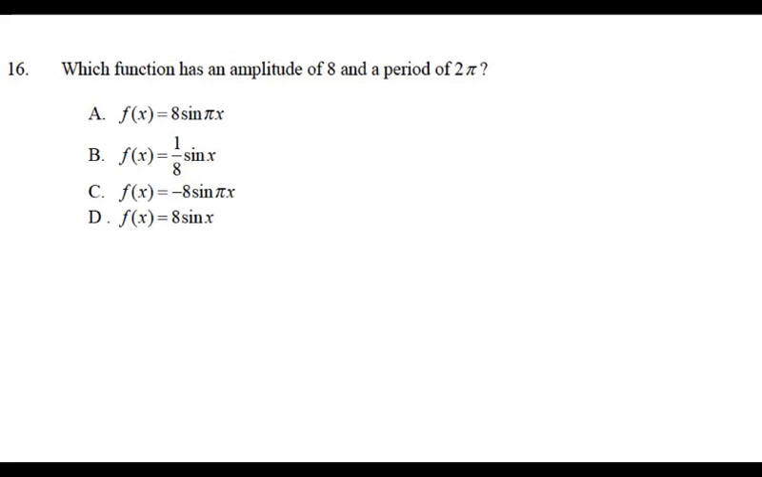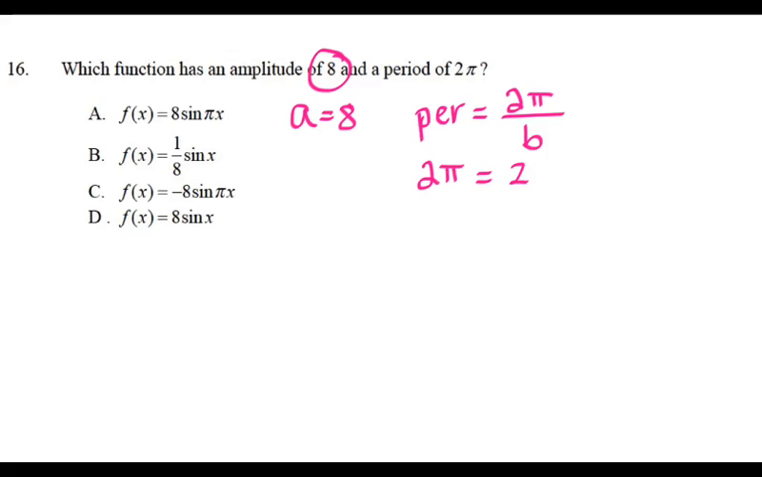16, which function has an amplitude of 8 and a period of 2 pi? So your amplitude is 8, which means A equals 8. The period of 2 pi, so to find period is 2 pi divided by b. So we know the period is 2 pi, so I have 2 pi equals 2 pi over b. I can solve for b, so b equals 2 pi divided by 2 pi. Since this is a fraction, you can cross multiply and solve for b. So you get b equals 1.